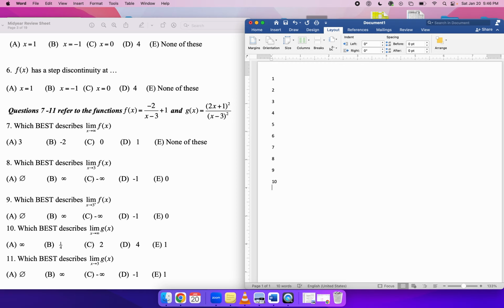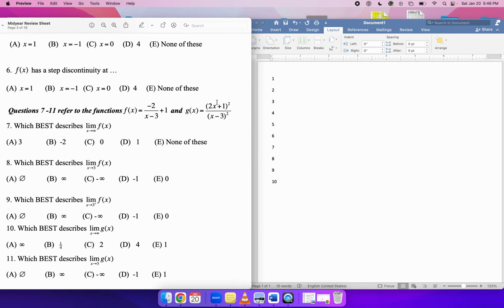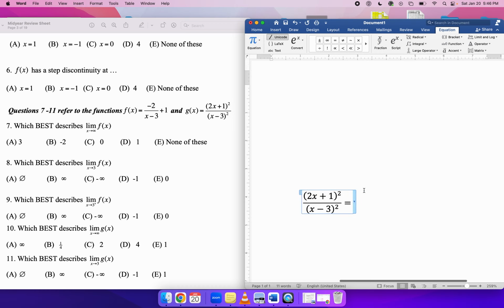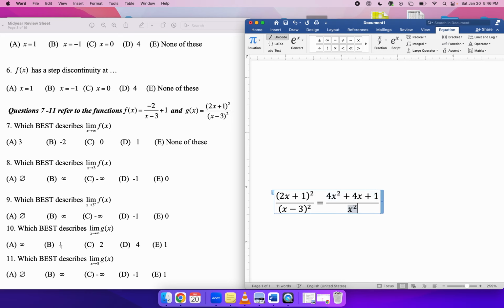Number 10, which best describes the limit as x approaches infinity of g of x? This one requires a little bit of writing. Ordinarily, what you would do is keep the fastest growing terms in the numerator and denominator of the function. However, this function is not written in the appropriate form. What you need to do is expand, multiply out the numerator and denominator. That will give you 4x squared plus 4x plus 1 over x squared minus 6x plus 9.